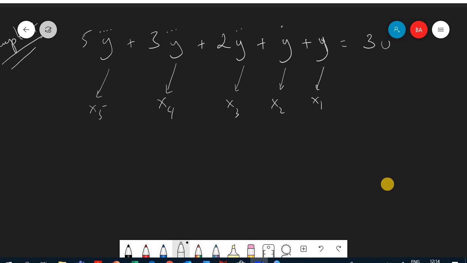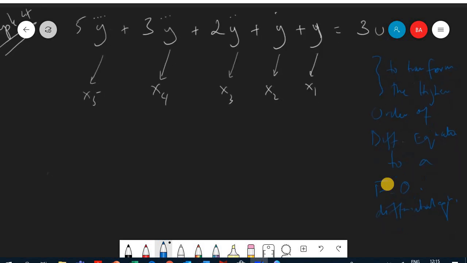That's the whole idea. What I'm trying to do here is transform the higher order differential equations to what? To a first order differential equation. This is what I'm trying to do here, and you're going to see how this is done.